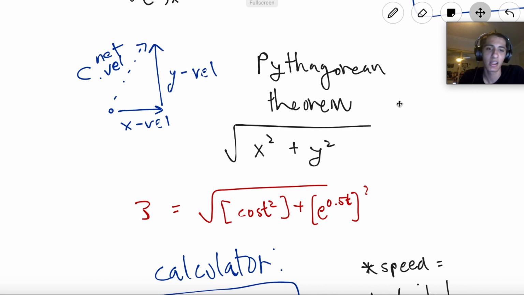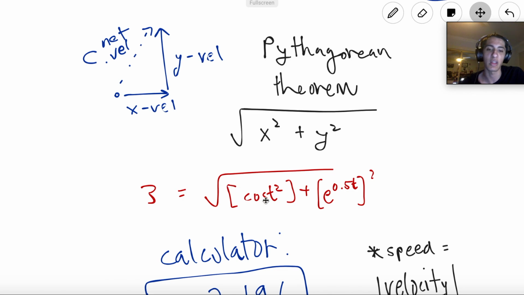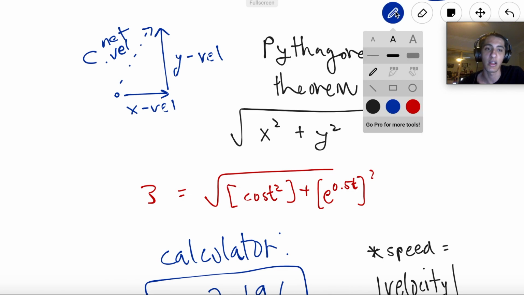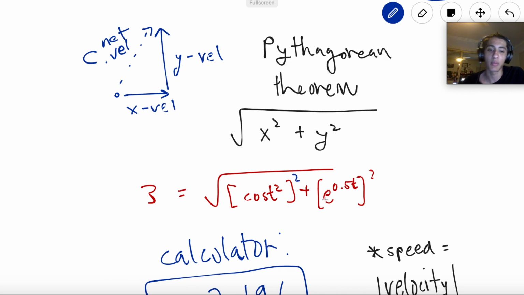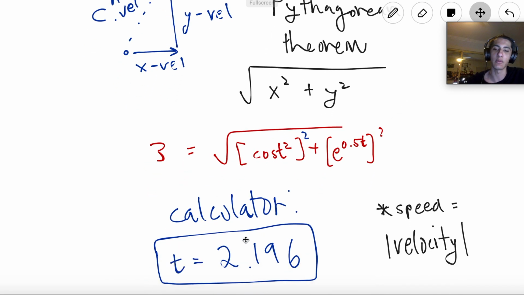And as my work sort of spoils for you, we're going to be using the Pythagorean theorem because we have some x value, we have some y value, and we're trying to find the completion of a right triangle. So we get x squared plus y squared, which would normally, if we write it the Pythagorean way, would be a squared plus b squared. So if we just set up an equation, 3 equal to the cosine t squared, sorry, this should say squared as well, and plus e to the 0.5t also squared, we get to use our calculator one more time, and we get that t equals 2.196.